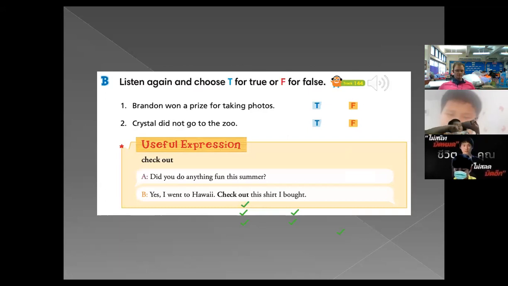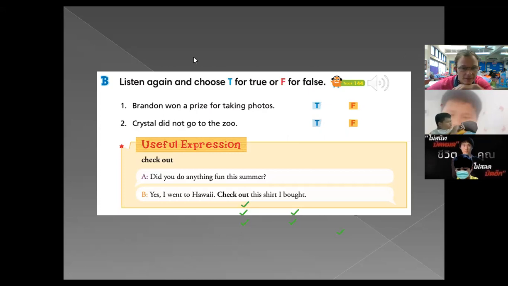Listen again and choose T for true or F for false. Check out my photos from the zoo, Crystal. Here I am holding a snake. How was that, Brandon? It was very scary. This is Tina watching the monkeys climbing trees. We were very close to them. What's this last photo? Tina and I tried to win a contest, but we lost. We had to count the penguins. It was difficult because there were so many of them.